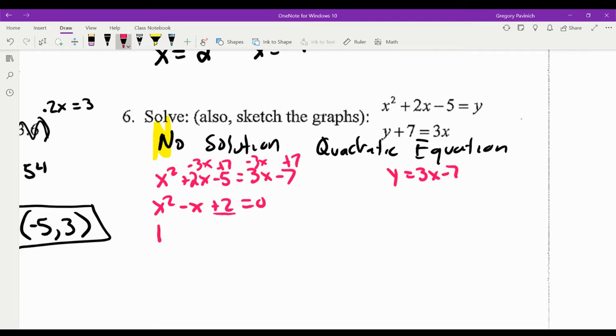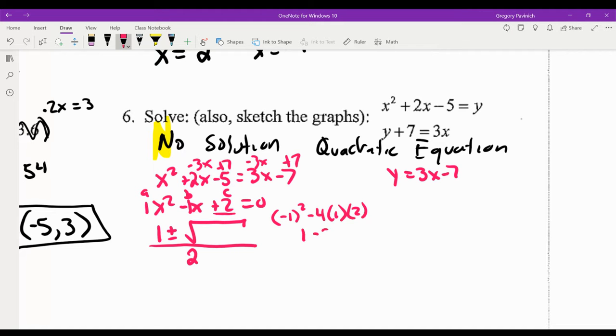So opposite B, plus or minus the square root. I'll come back to that. And then 2 times my A. Remember, this is A, B, C. And then my discriminant, the number underneath the square root, I always love to do over to the side. That is B squared minus 4 times A times C. I get 1 minus 8, which is -7. Plug that under there. And I know because I get a negative number under the root, this is no solution.